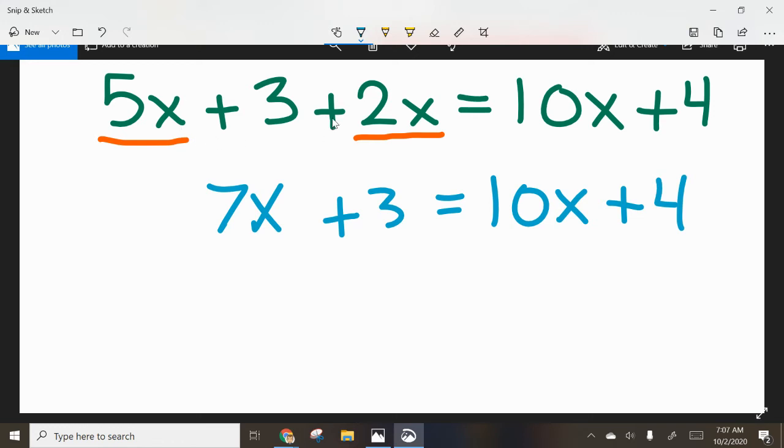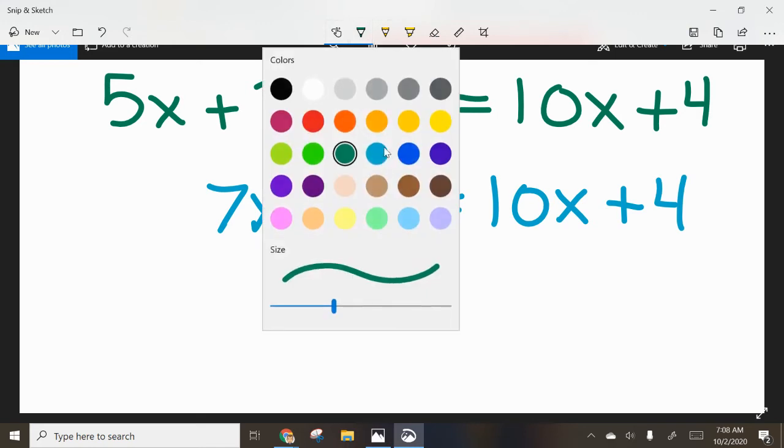Now, here's an idea. What if I changed it up? What if this was just a 2, not an x? Do you realize that these would have been like terms? Do you see, because they're both constants? Those are both like terms as well. But I'm not changing the problem. There was an x here, okay? So we're going to combine those two terms.